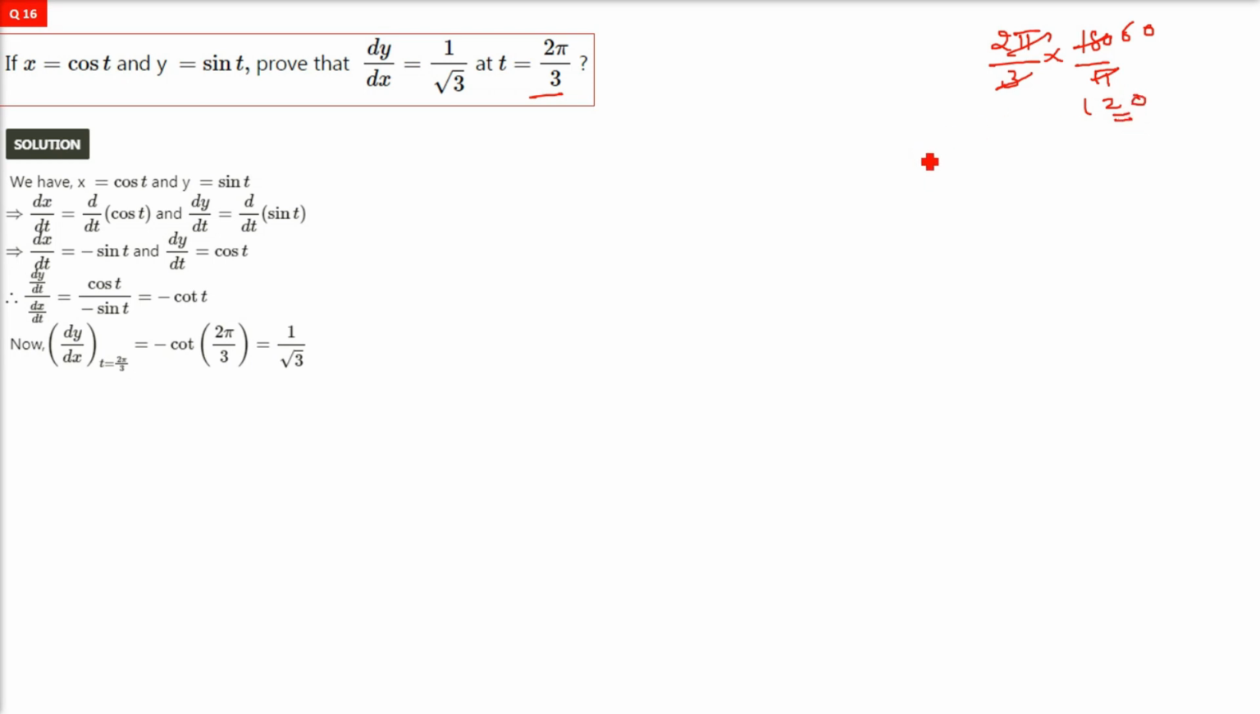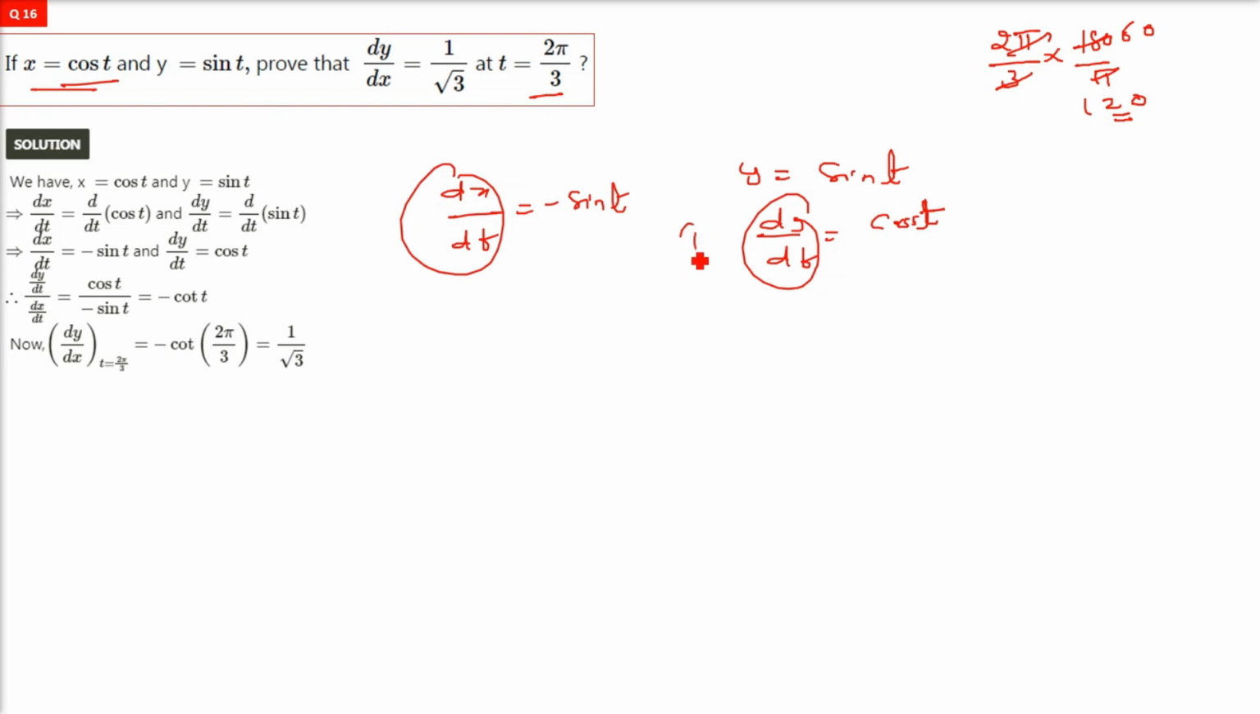First, let us find out the solution, and then we'll place t equals this 120 degrees. x is equal to cos t. dx by dt is equal to the derivative of cos t, which is minus sin t. So it will be negative sin t. y equals sin t. So dy by dt will be equal to cos t. This you know already. Divide them, dy by dt and dx by dt. So 1 and 2, let us mark them and just divide them. So you have cos t divided by minus sin t, which is minus cot t.